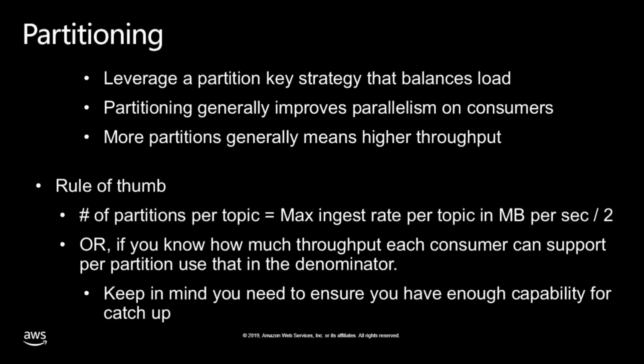Alternatively, if you know how much throughput each consumer can support per partition, then simply use that in the denominator. And keep in mind that you need to ensure you have enough capability to catch up. So if your consumers fall behind, they have enough capability on the application itself to ingest at a faster rate than the rate of data that's flowing through a partition.